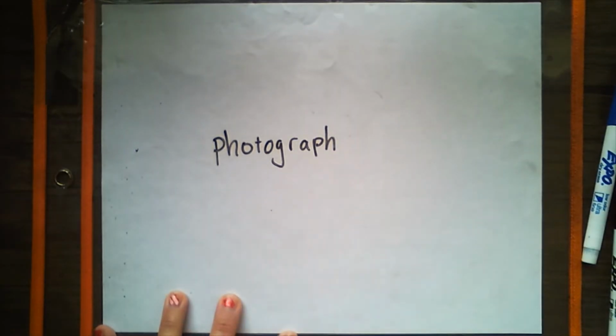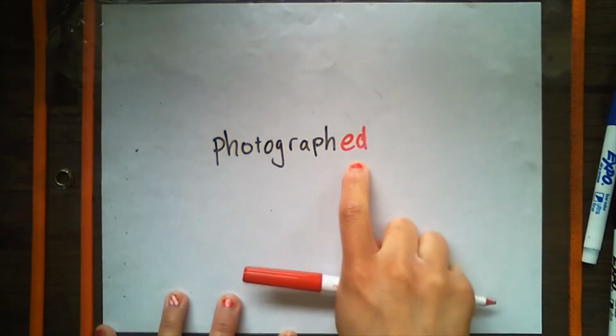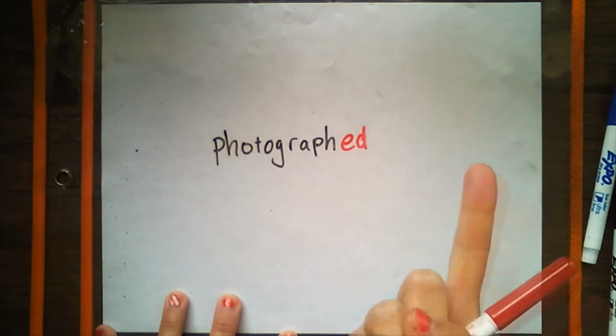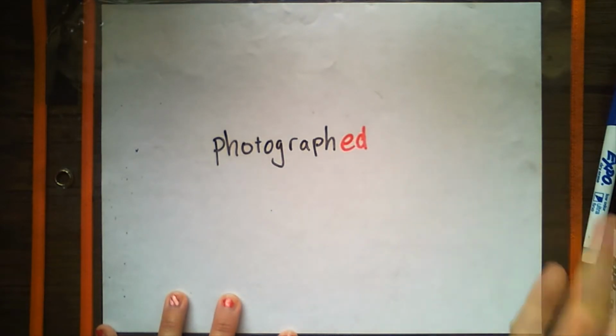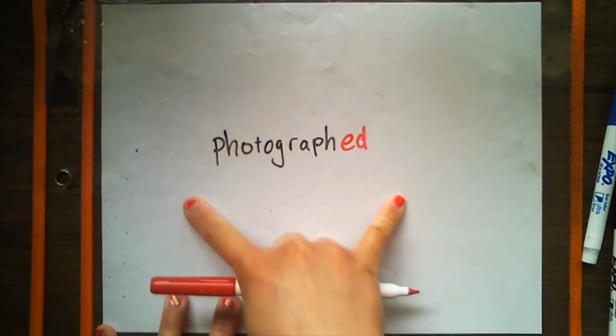Read. Photograph. Read. D. Remember the ed ending has 3 different sounds. It can be either t, d, or ed. In this word, it's going to be t. Read the whole word. Photographed.